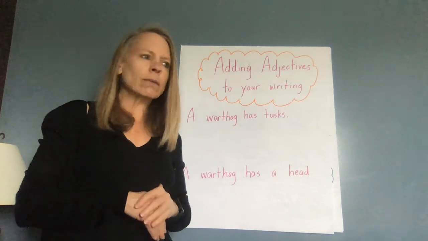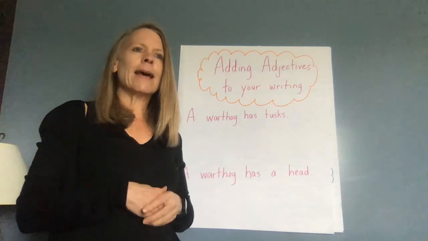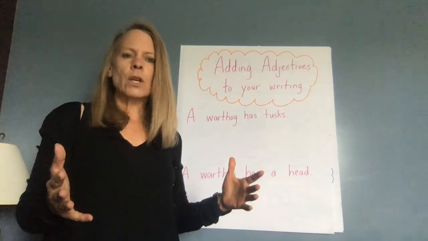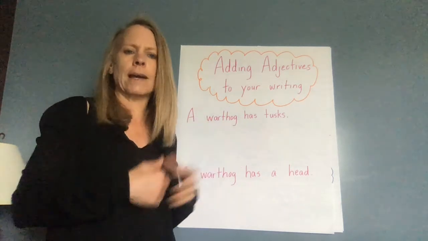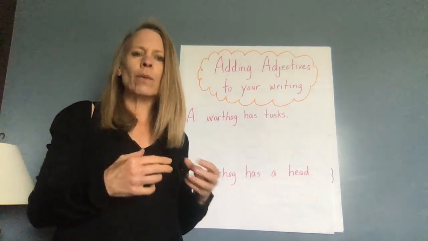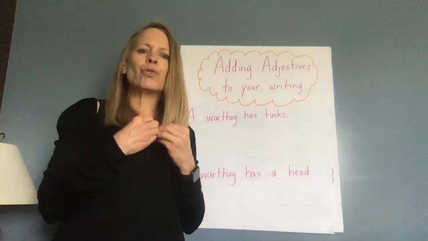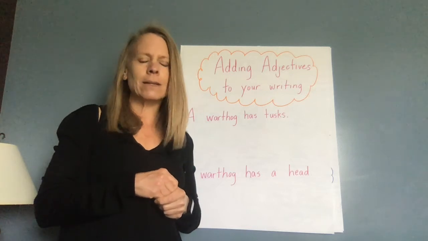Harry Potter is a story that I like to read, and J.K. Rowling uses wonderful words so that I can picture in my head, what does the castle look like? What does Harry look like? So, that's what we want to do with our writing. We want our reader to be able to picture in their head what it is I'm trying to tell about.